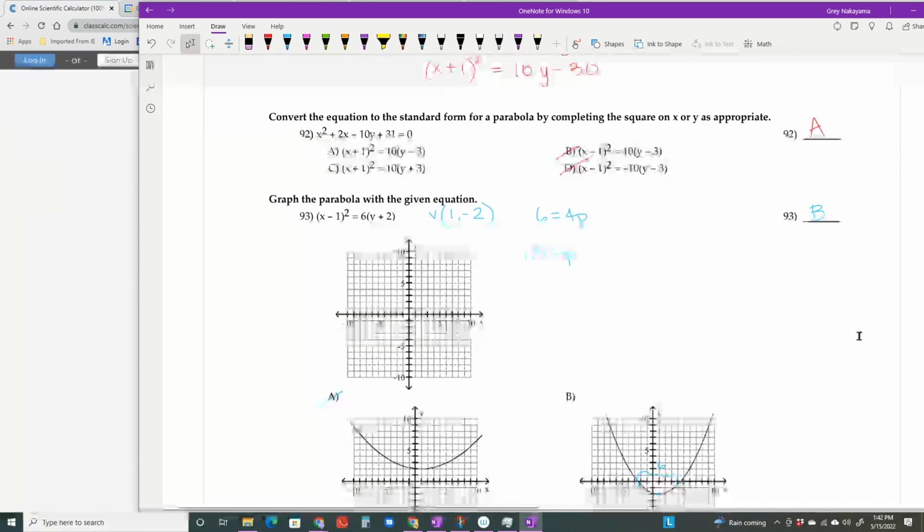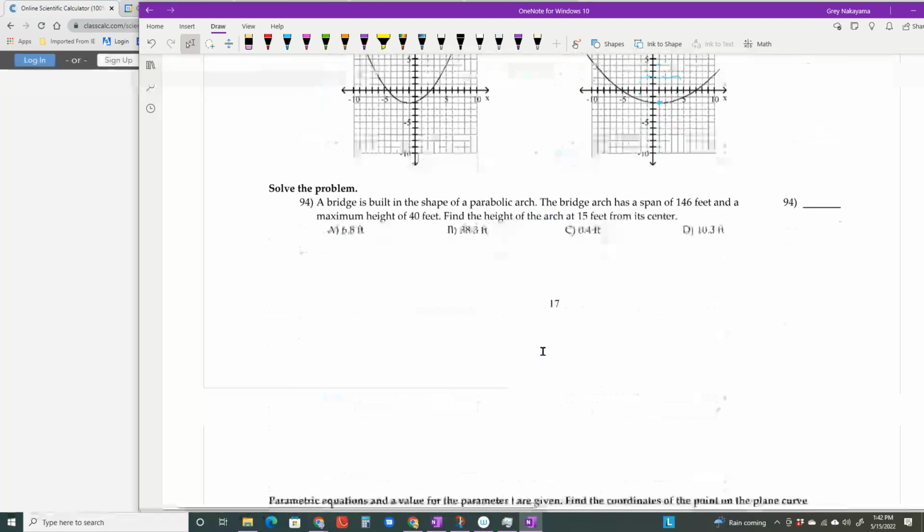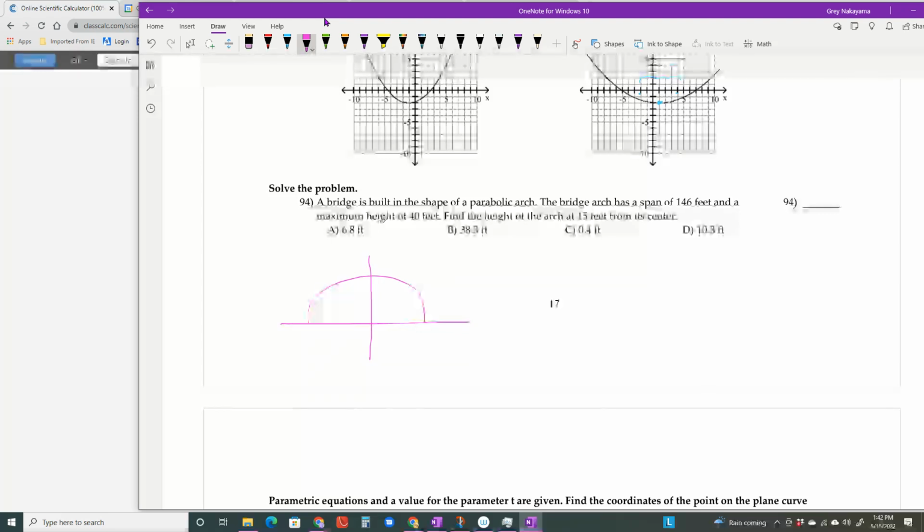All right, 94. We got an archway again. So I have a bridge built in the shape of a parabolic arch. The span is 146. Half of 146 is 73. So I'm 73 on both sides. And the height is 15. And what do they want to know? Find the height of the arch 15 from the center. So 15 from the center, they're trying to find out what this point is right here.